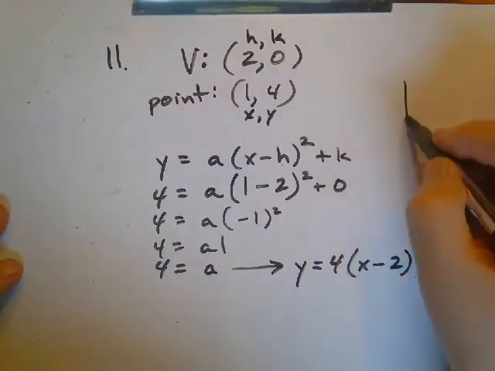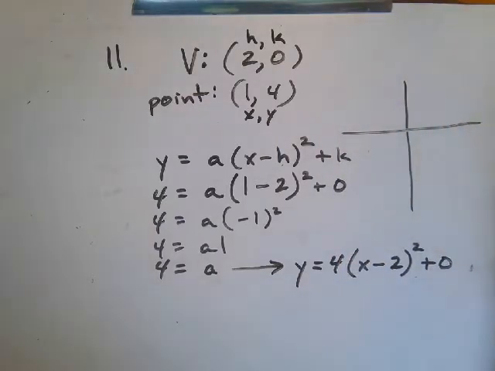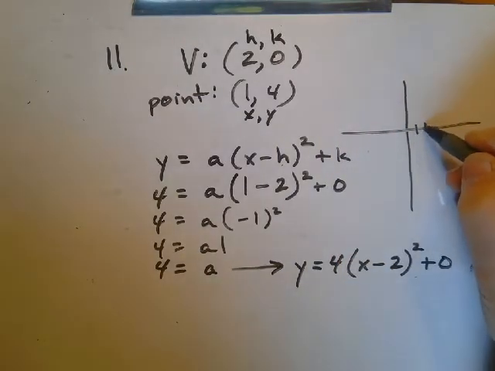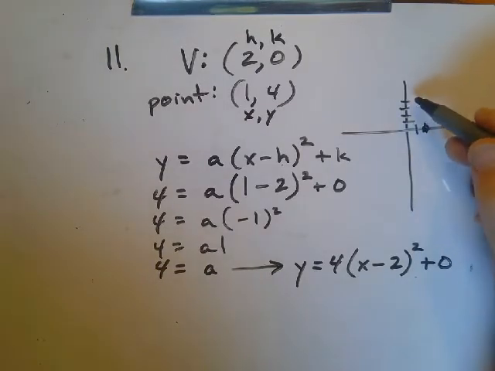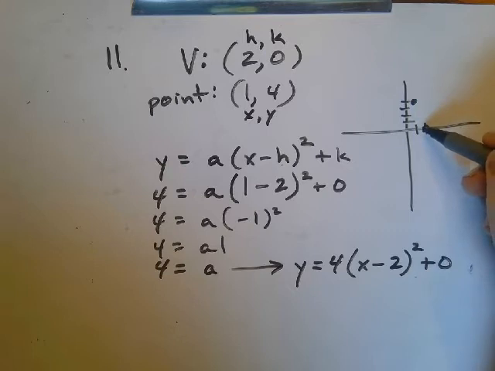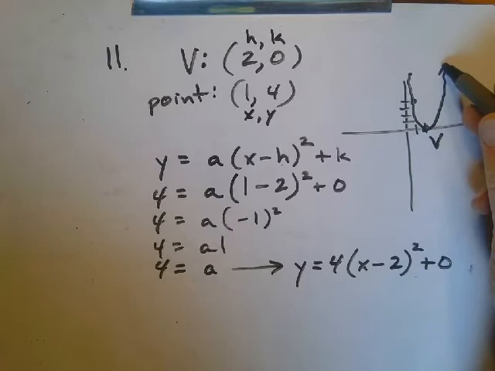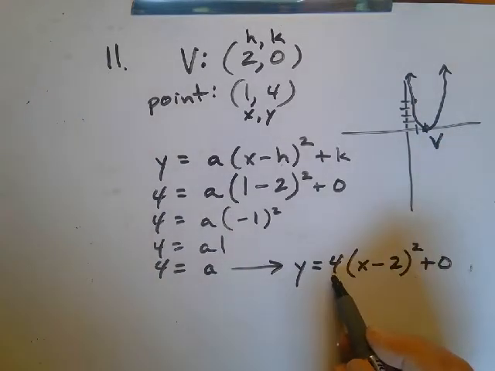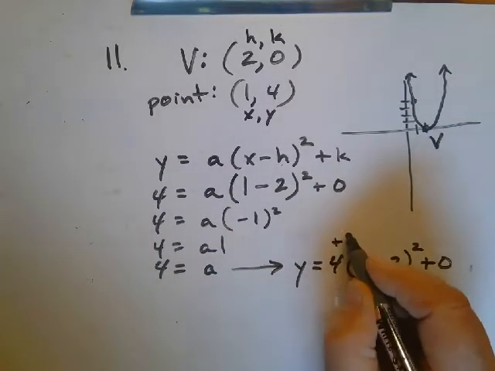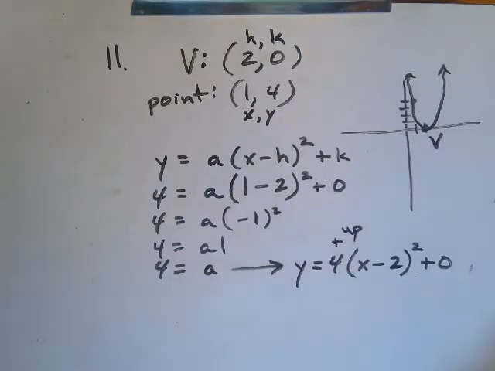So there's our graph, and if we look at this now, we see that our vertex is at 2, 0, and we've got a point at 1, 4 right here. We can see that if this is the vertex down here, it's going to have to open up. And that makes sense because our a value is positive, meaning that it's going to open up. So we could put that in the calculator and check to see that it's the right picture. We should see that it's going to stretch. So let's put it in the calculator here.